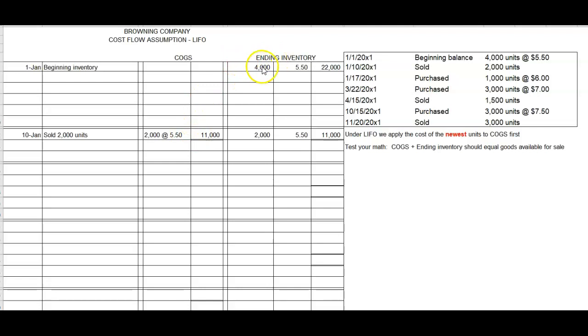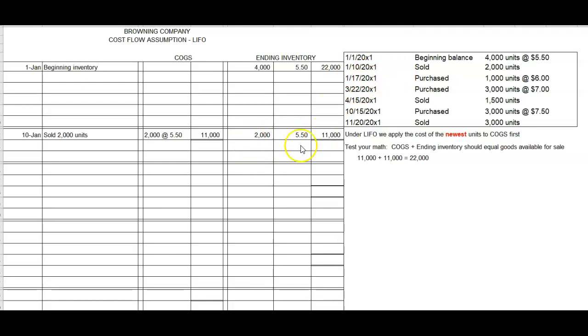And 4,000 were available. They sold 2,000 of them. Therefore, unsold is 2,000 at $5.50 for $11,000 of ending inventory, and our math test works. $11,000 of cost of goods sold plus $11,000 of ending inventory after the sale equals the $22,000 of goods available for sale immediately before that sale.